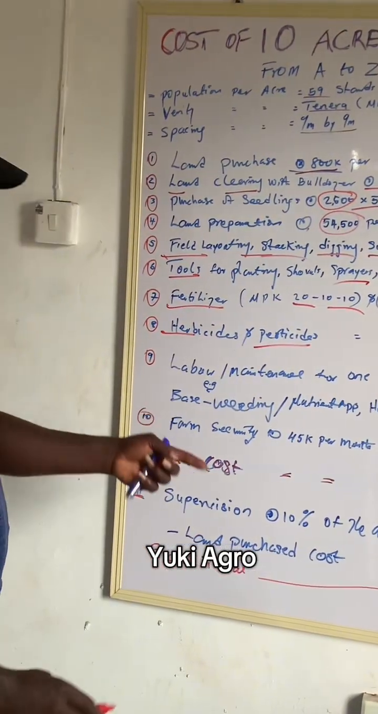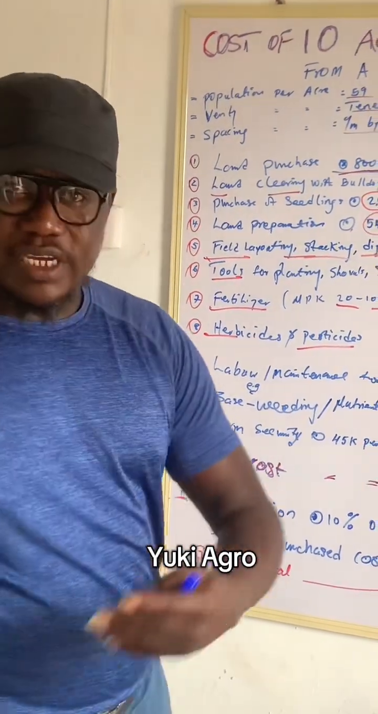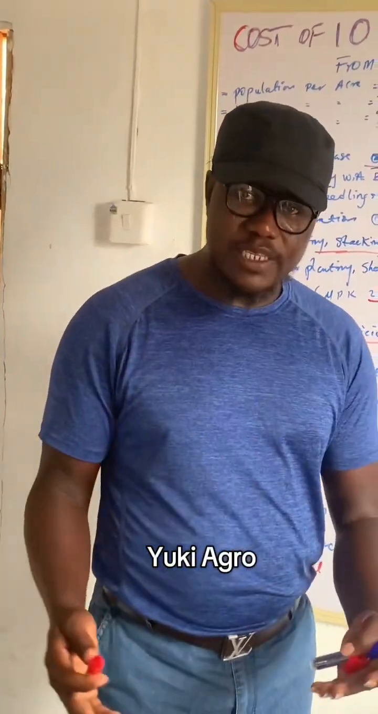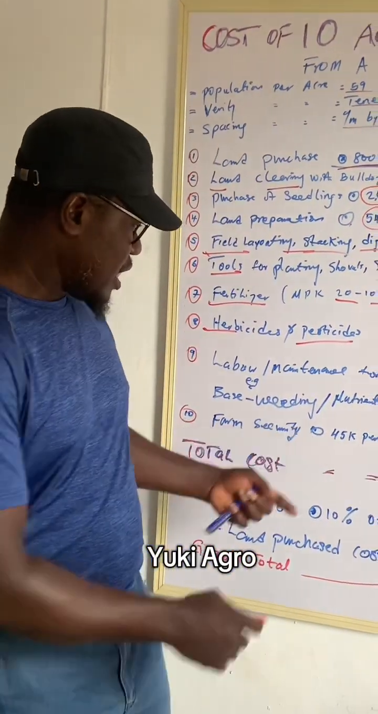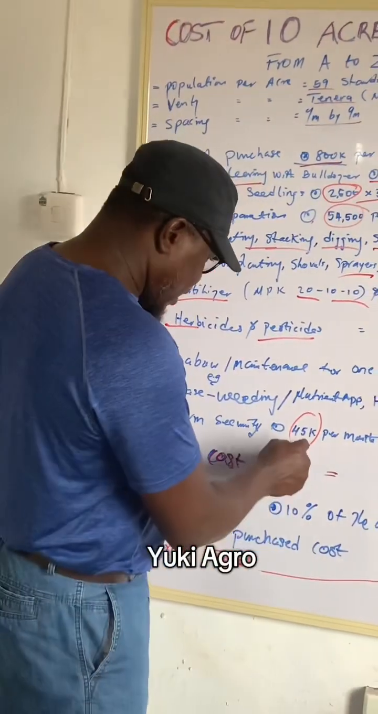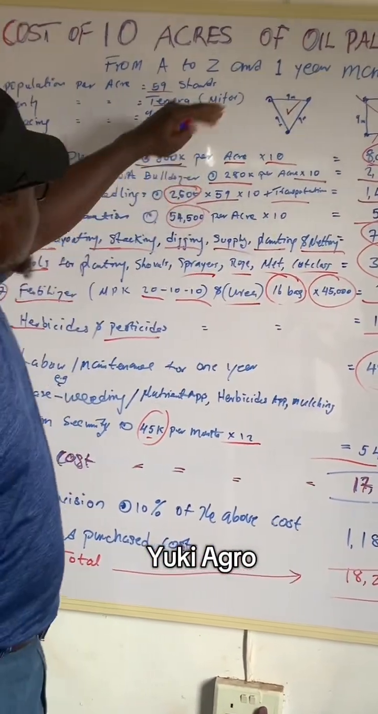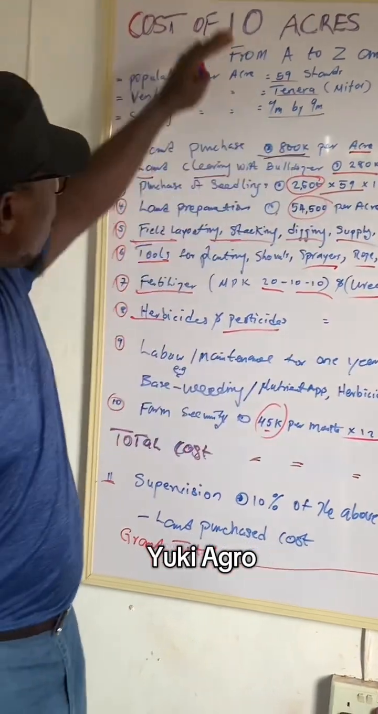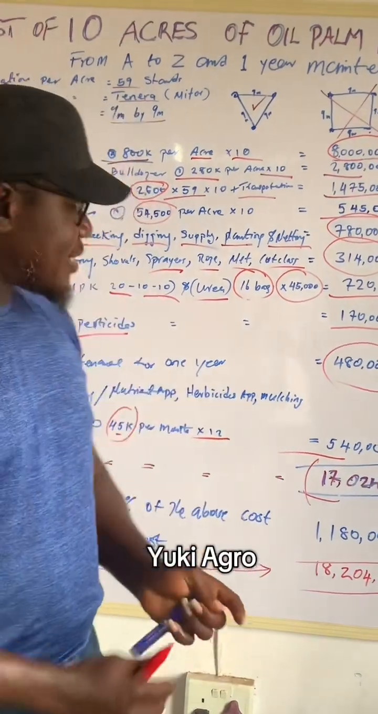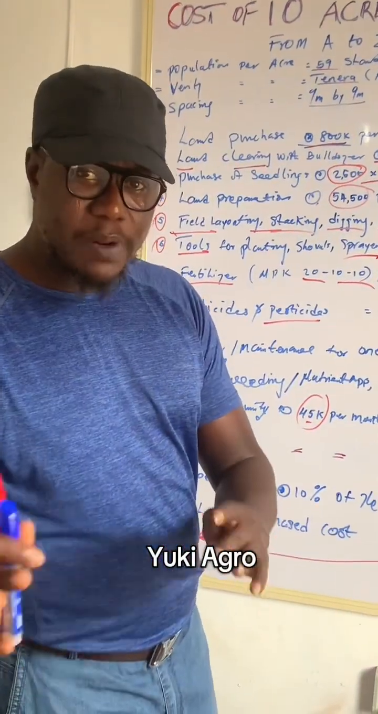Okay? Then in the whole of this, you need to have farm security. That means if workers are not in the farm, somebody has to put an eye to that your establishment, to that your investment. That is where this farm security comes in. Somebody that lives around that environment can be earning 45,000 monthly. You multiply this by 12, you will have 540,000 naira. So putting all these costs together, you have a total of 17,024,000 naira. That is all you need to have to establish 10 acres of palm oil plantation by yourself.